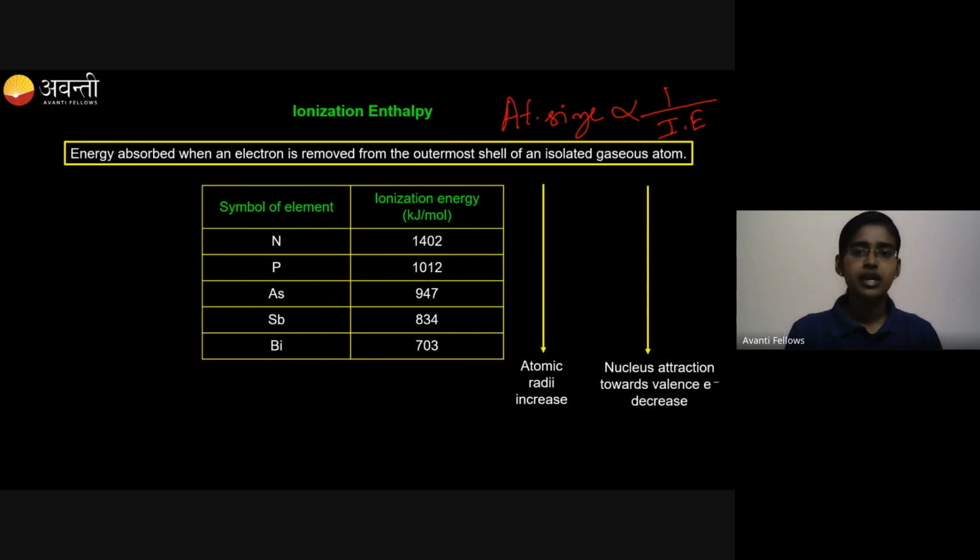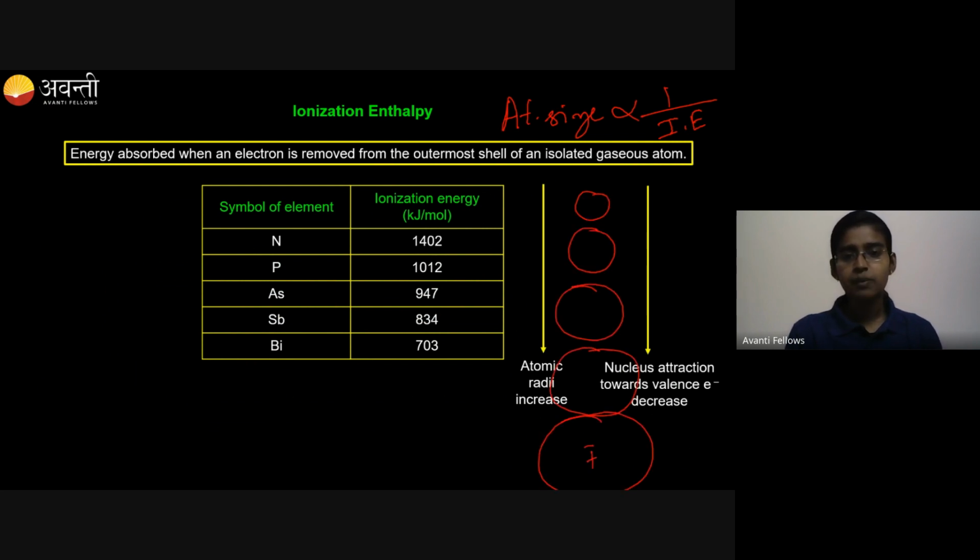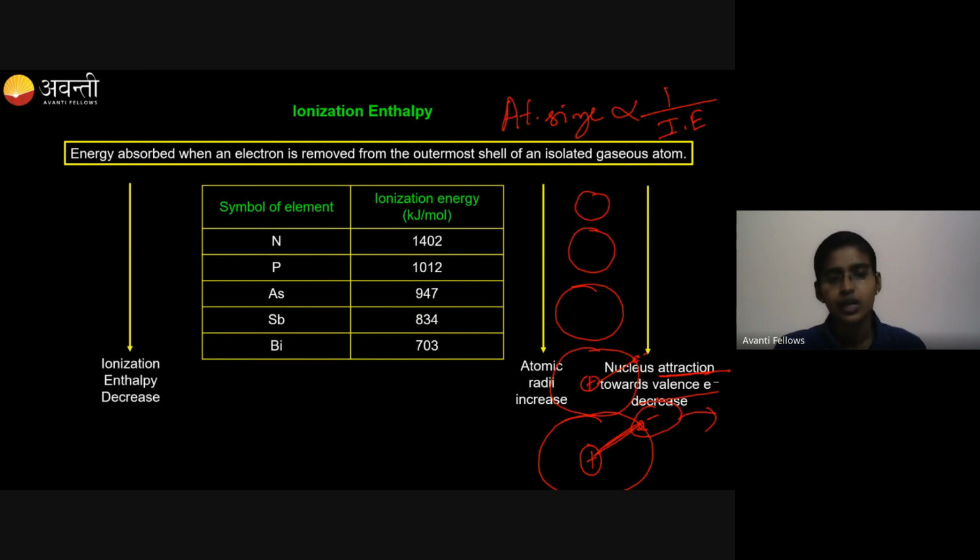So this is your nitrogen, phosphorus, arsenic, antimony, and bismuth. The distance between the nucleus and the outermost electron increases on moving down the group. If distance increases, attraction decreases, right? So that's what is given here. The nucleus attraction towards the valence electron is decreasing. Because of the shielding effect, we can easily remove this outermost electron. So that's why the ionization energy decreases on moving down the group.